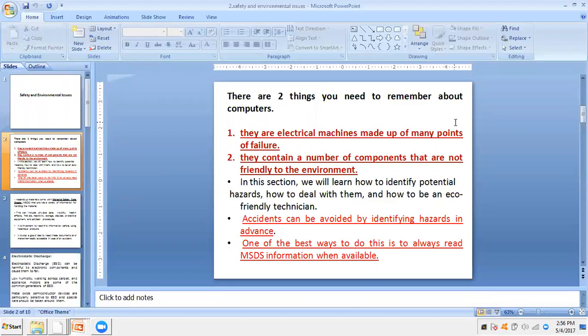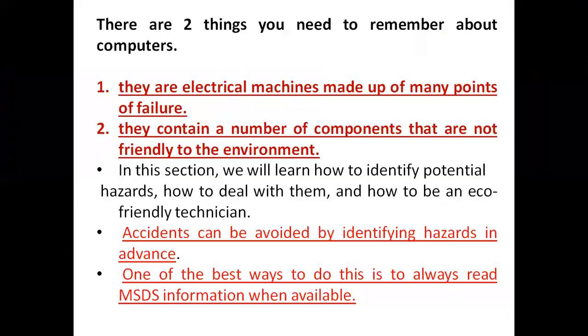So there are two things we should remember about the computer. They are electrical machines made of many points of failure. They contain a number of components that are not friendly to the environment. In this section, we will learn how to identify potential hazards, how to deal with them, and how to be an eco-friendly technician. Mainly in this we will see what is electrostatic discharge.